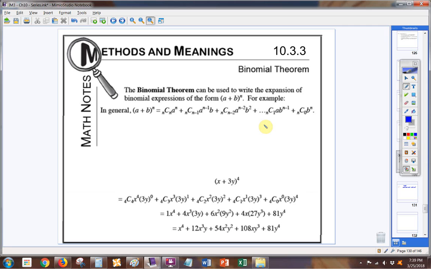This is section 10.3.3. The binomial theorem can be used to write the expansion of a binomial expression in the form of (a + b) to the nth power. In general, this looks like nCn times a^n plus nC(n-1) times a^(n-1) b plus nC(n-2) times a^(n-2) b^2, and so on and so forth. That's probably pretty confusing, so let's look at an example and see if we can figure this out.